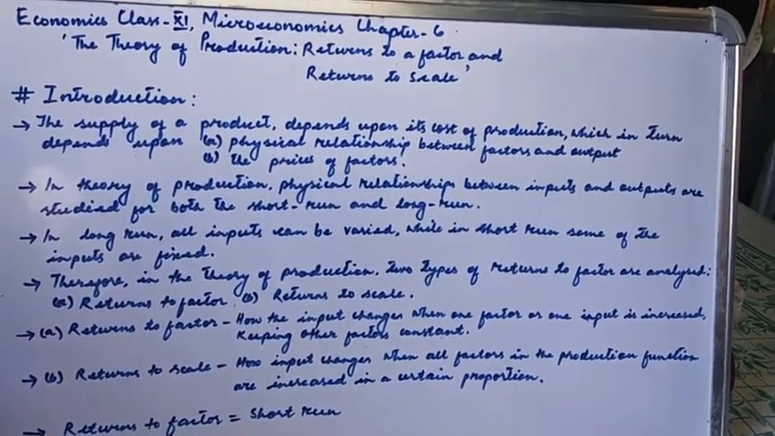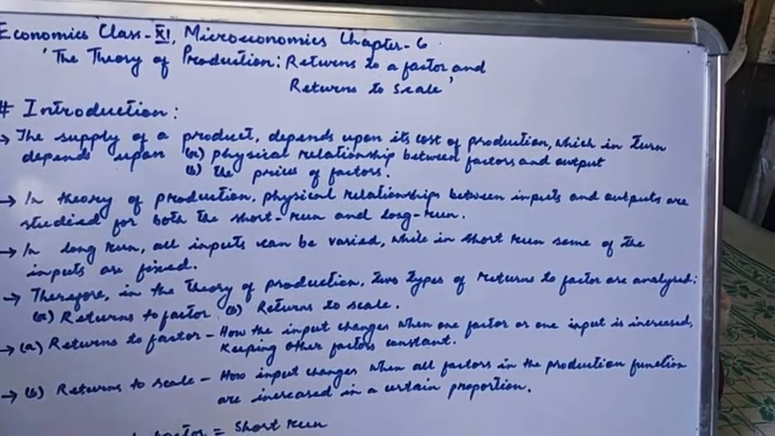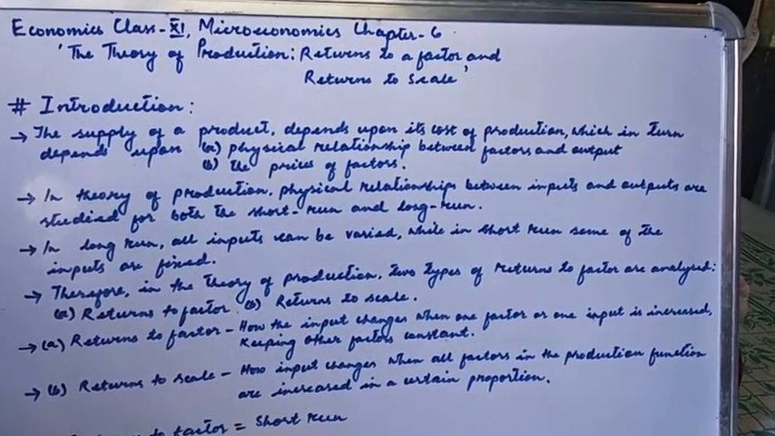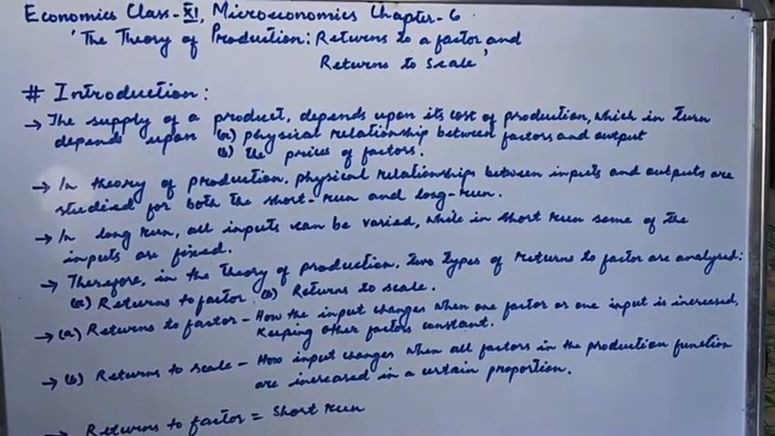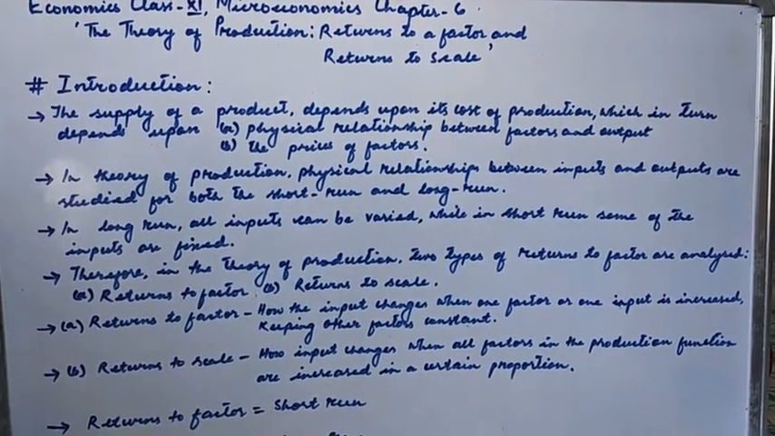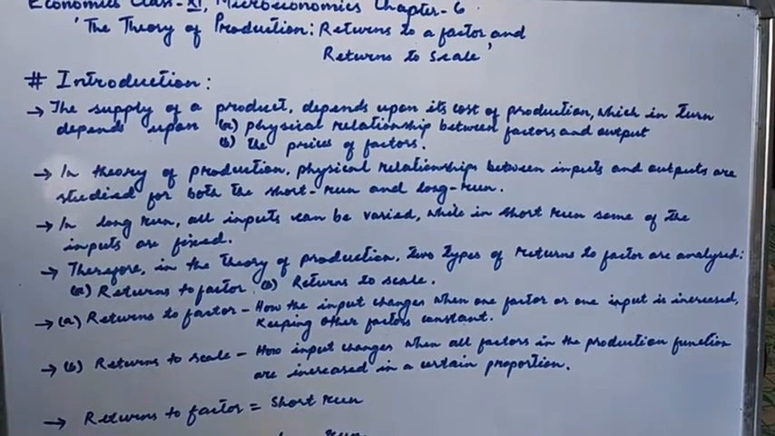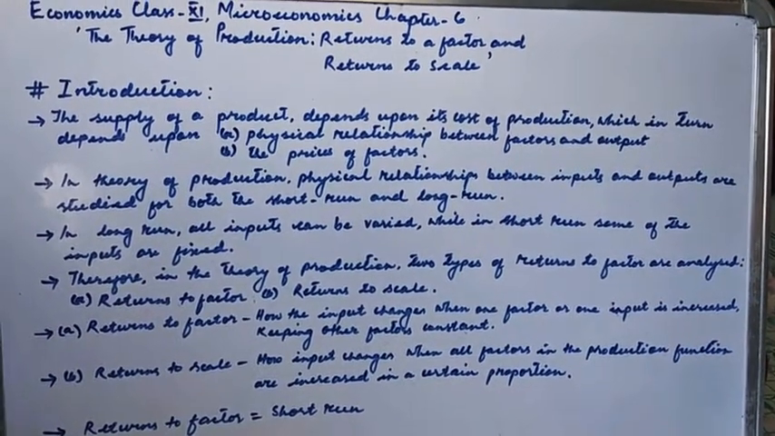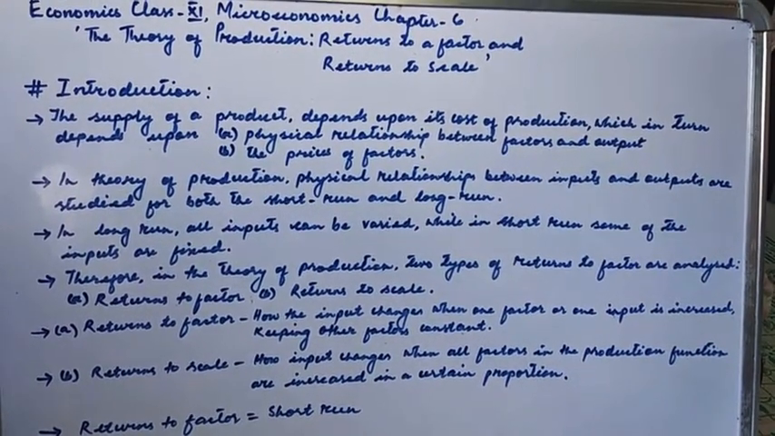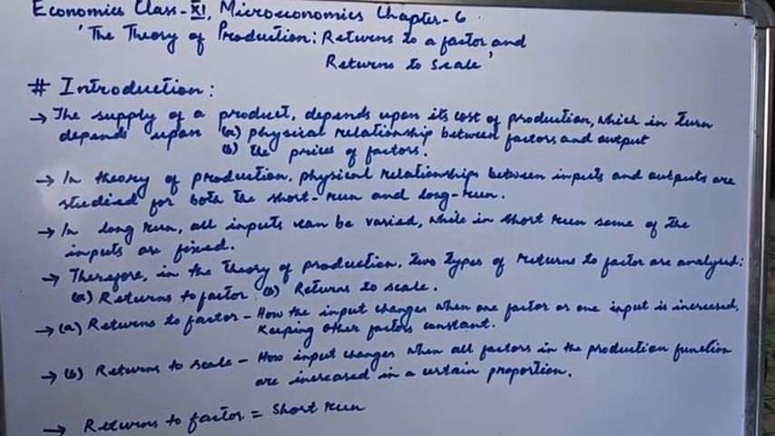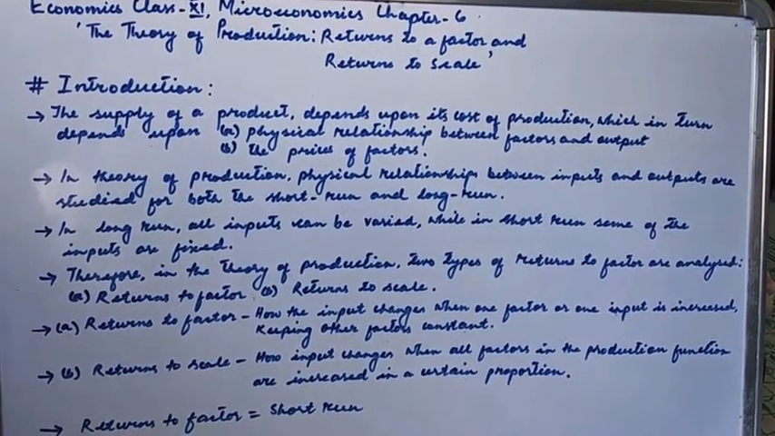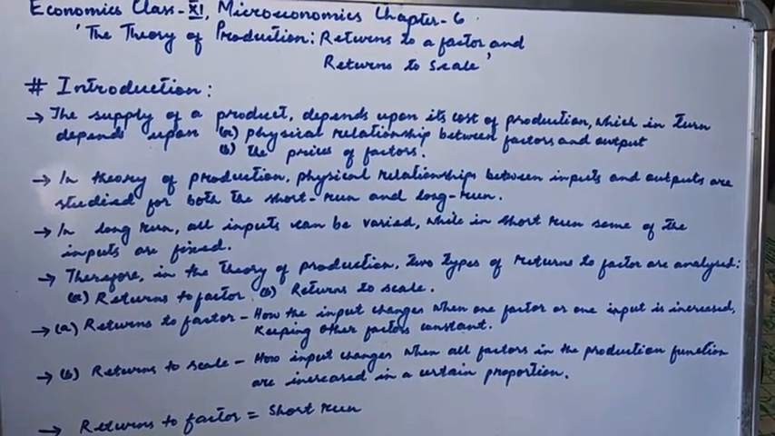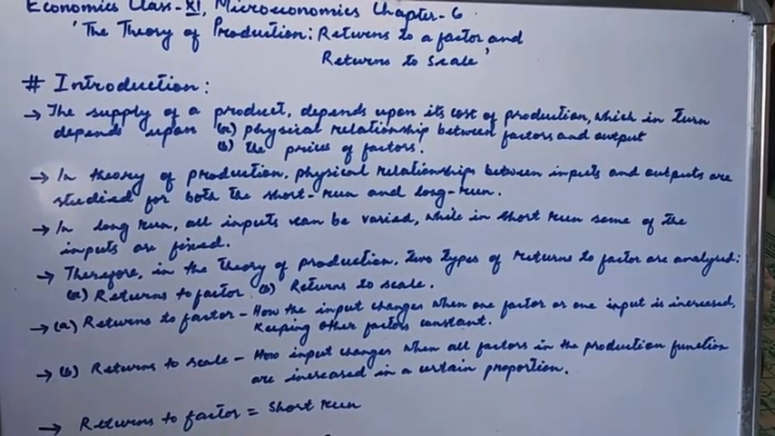Okay, we are going to move ahead to another chapter of microeconomics, that is chapter number 6. The title is Theory of Production, Returns to a Factor and Returns to Scale. So this theory of production is studied or analyzed in two different ways. One is returns to a factor and the other one is returns to scale.